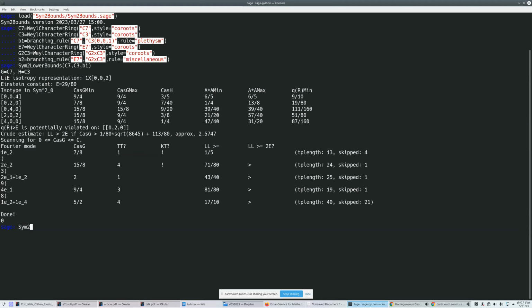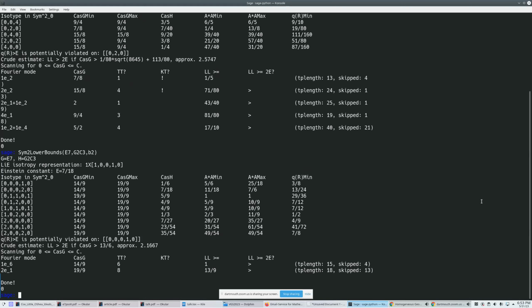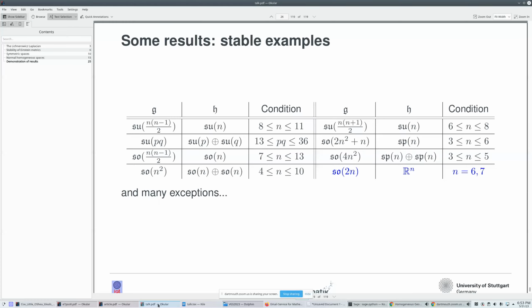Let me show you a stable example, or it should be stable. So we have this E7, G2, C3. This is one of the exceptions. If we do this, so this computes it in real time, then it turns out, after scanning the relevant Fourier modes, that the Lichnerowicz Laplacian is in fact greater than 2 times the Einstein constant. So this space is stable. Yeah, and we can do the same for all the other spaces in our list. So that's it, and thanks for your attention.